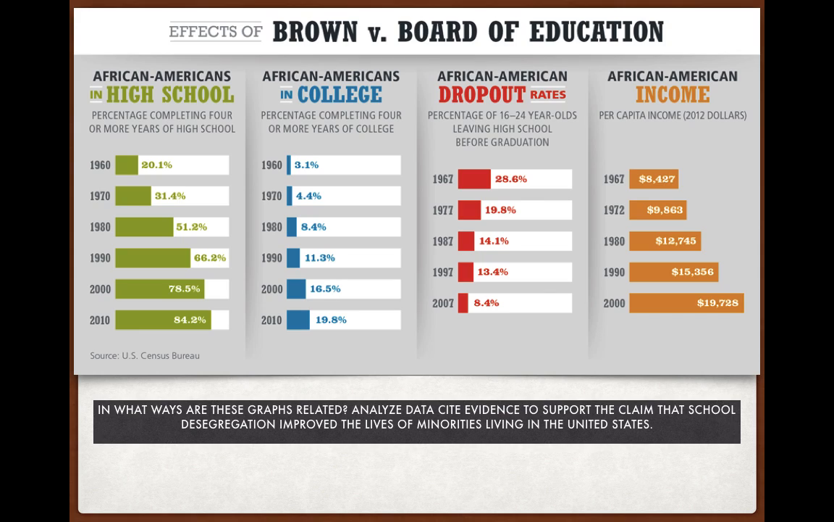This is a chart based on Brown v. Board of Education. Think about what ways the graphs are related and be able to cite evidence to support the claim that school desegregation improved the lives of minorities in the United States. So as segregation starts to go away, we start to see more African Americans attending college, fewer African Americans dropping out of school, and a higher level of African American income.